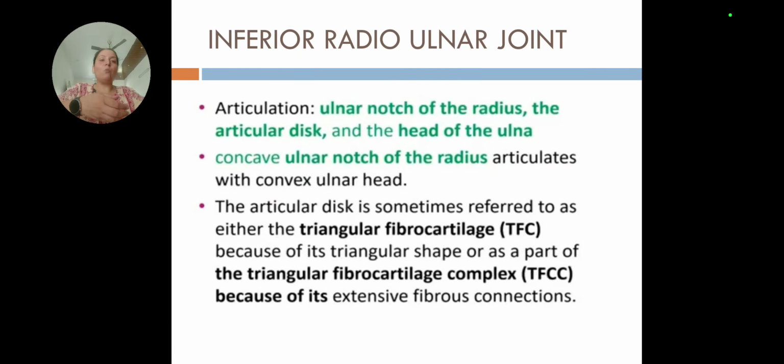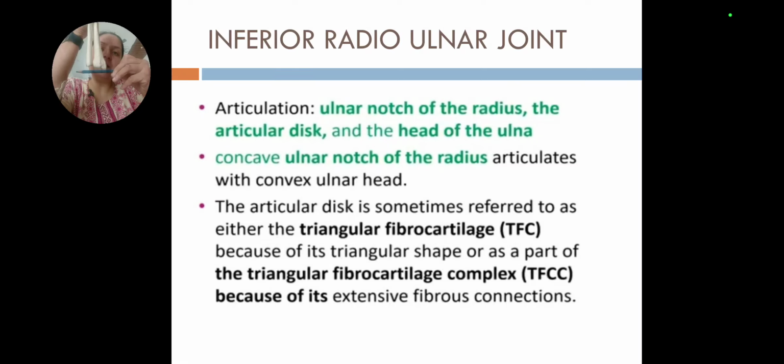Fine. Now let us see the inferior part, the inferior radio-ulnar joint. If you can see the inferior radio-ulnar joint, the radial side is more as compared to the medial side. The radial side you can see and the medial side. Fine. The radial styloid process and the ulnar styloid process. You can see this.